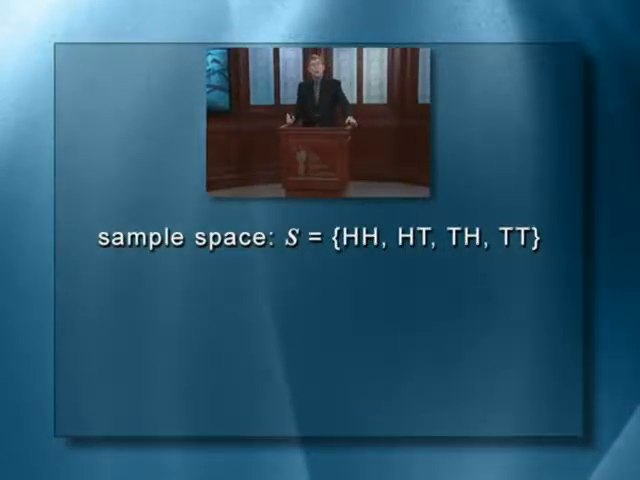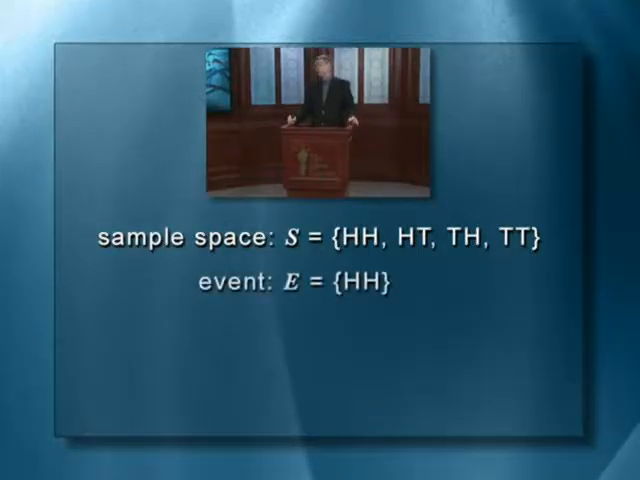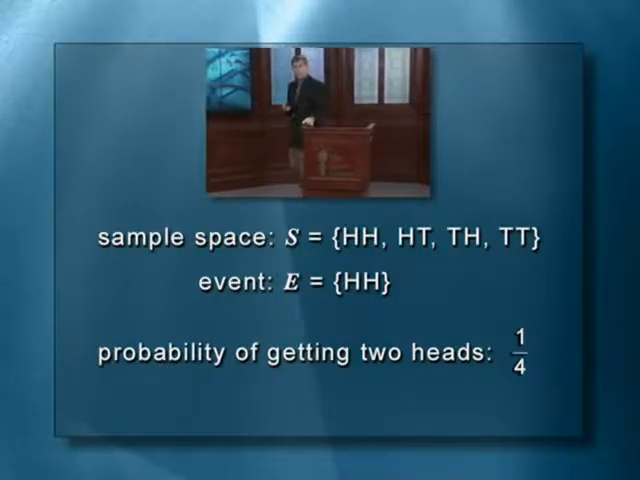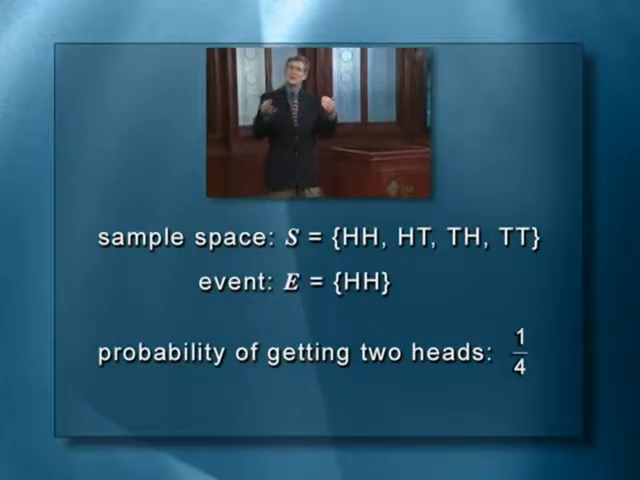What event are we interested in? We're interested in both coins landing heads up. And that's an event with a single outcome. So the probability will be the size of that event, 1, divided by the full sample space, 4, so the probability is 1/4. Here's the formal definition.